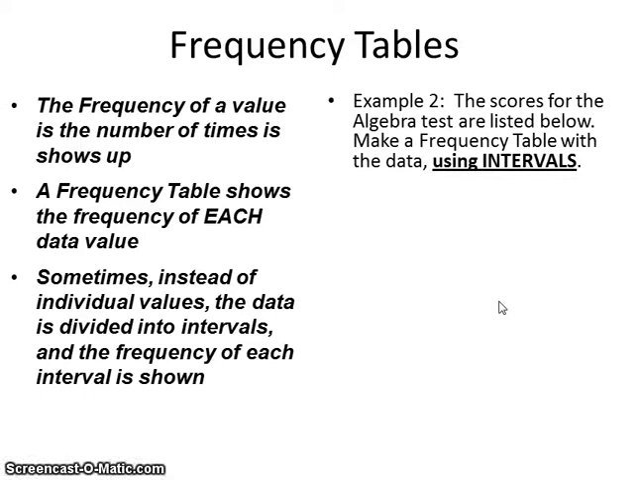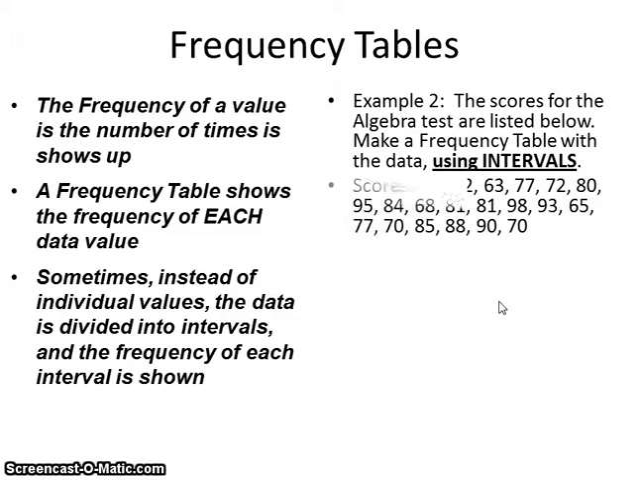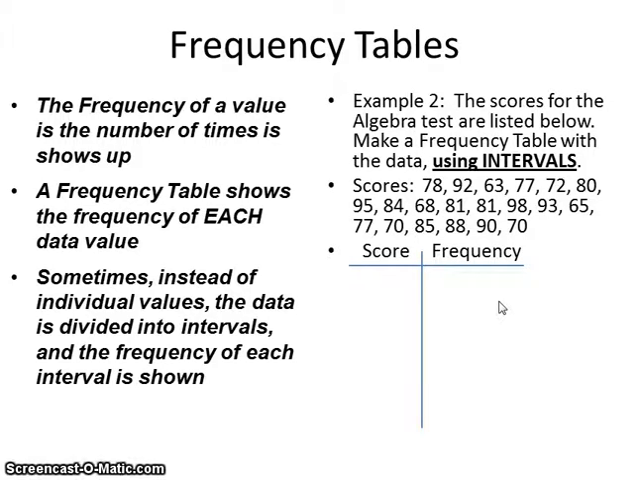Example 2, the scores for the algebra test are listed below. Make a frequency table using intervals. Okay, so now we're going to do intervals. Take a look at the scores on the algebra test. Instead of listing all these individually, we're going to create an interval. What I'm going to do is take a look at the smallest score and the largest score and what scores are in between, and create an appropriate interval based on the data set. In this case, we break the scores down in intervals of 10: 60 to 69, 70 to 79, 80 to 89, and 90 to 99.